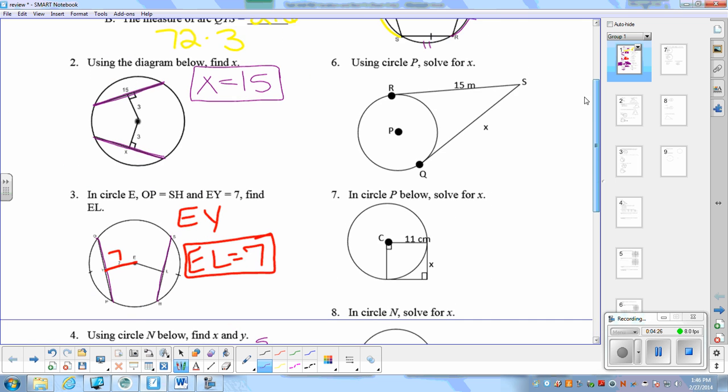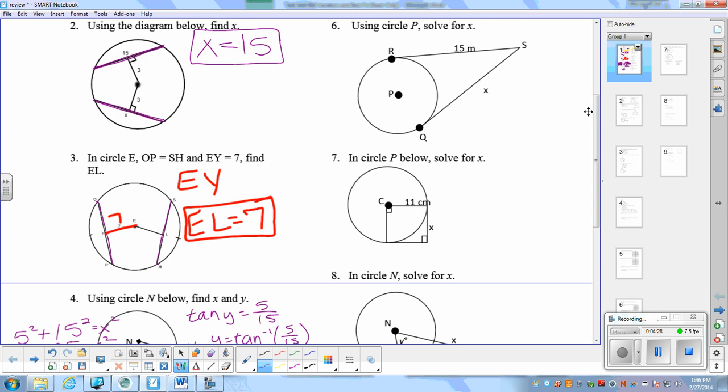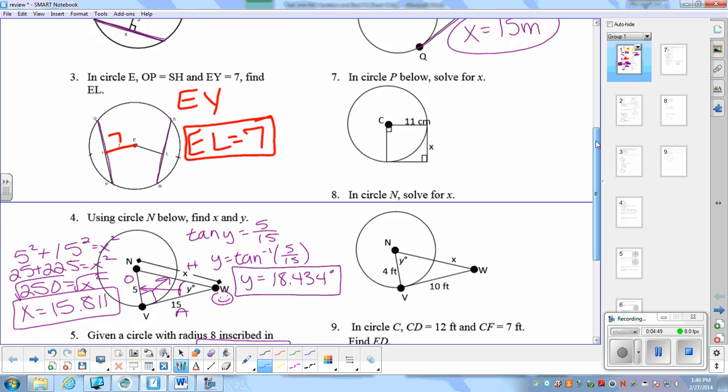Number 6. I have 2 tangent lines. And back, 2 segments that are tangent to a circle from a single point outside of the circle, like we have here. Our single point. We have 2 lines that are tangent. Means these are congruent. So x is 15 meters.